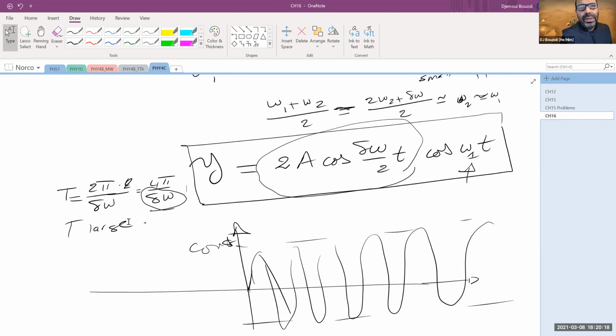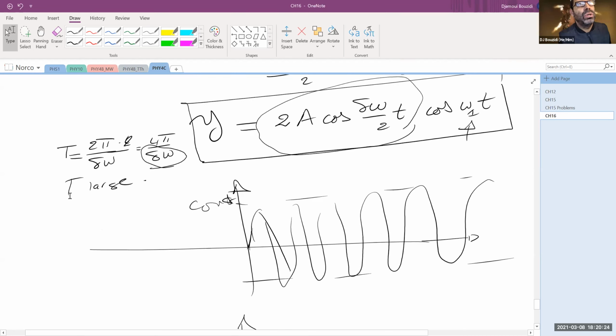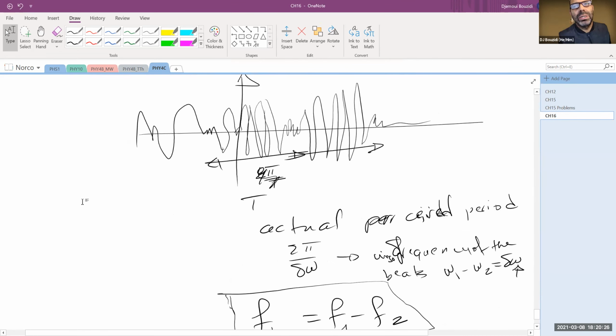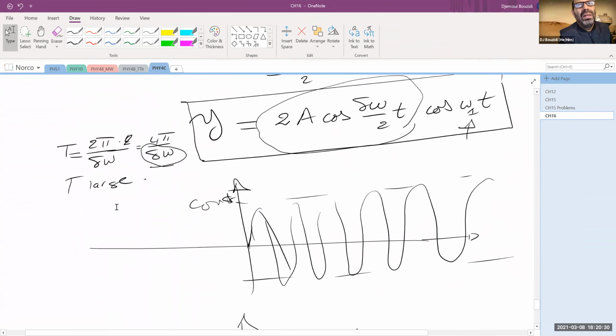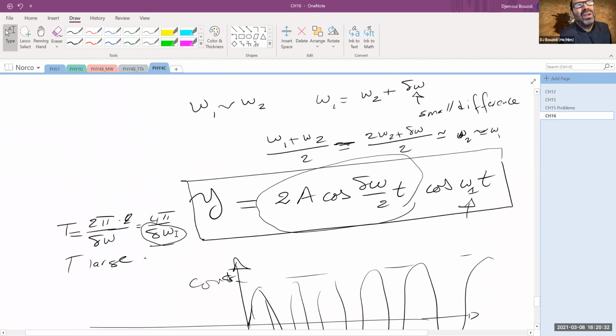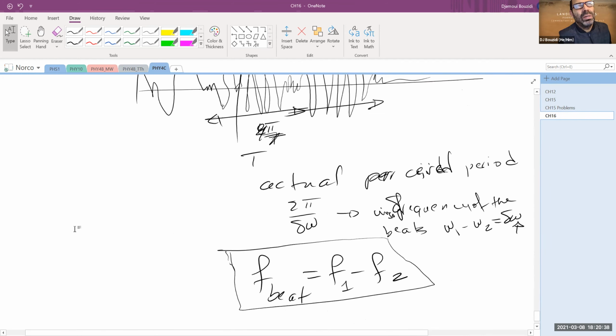Anyway, this is your beats. For delta omega big, T is less, so it's going to repeat, but you're not going to be noticing much. When there's a clear distinction between the two of them, when delta omega is very, very large, you're not going to hear the difference between them at all. So this is basically what the beats is.